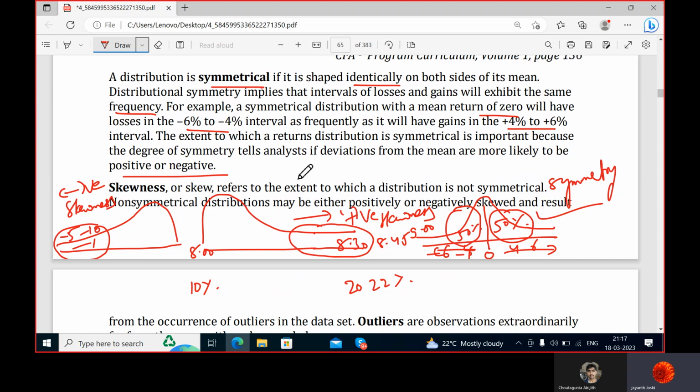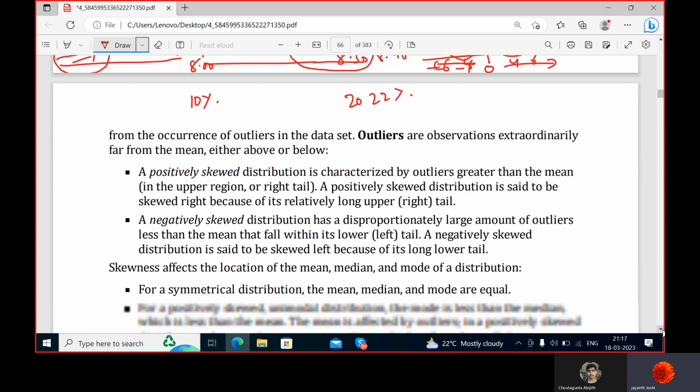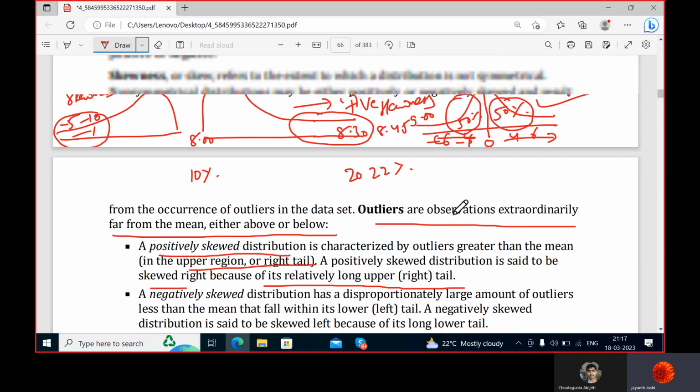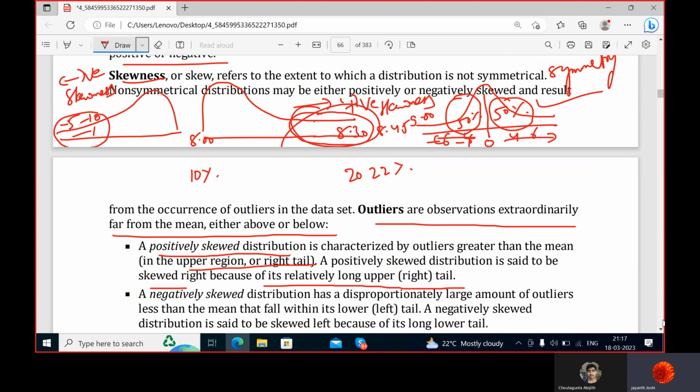Now, as I have already explained to you about skewness, I have explained it with a very good example, and here you can see outliers are the observations extraordinarily far from the mean, either above or below. Correct, Abhijit? Is it clear? Yes. Now, a positively skewed distribution is characterized by outliers greater than the mean in the upper region of the right tail, and a positively skewed distribution is said to be skewed right because it has a relatively long upper right tail. So as I said, the data lies here at the extreme, and here at the extreme on the negative side. So it's negatively skewed.